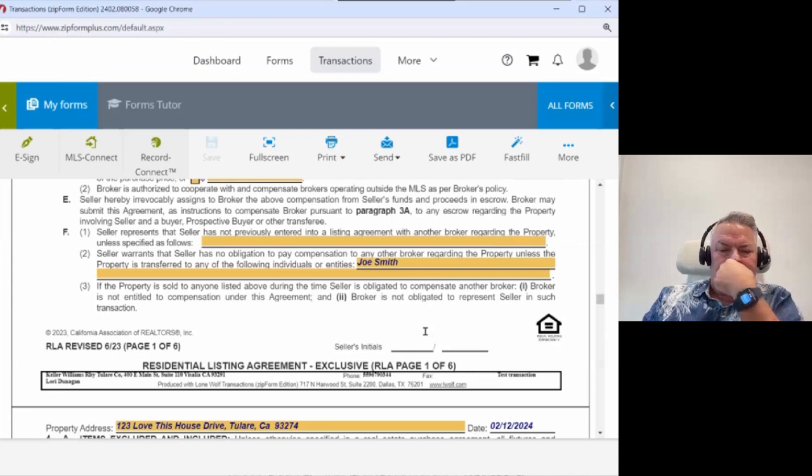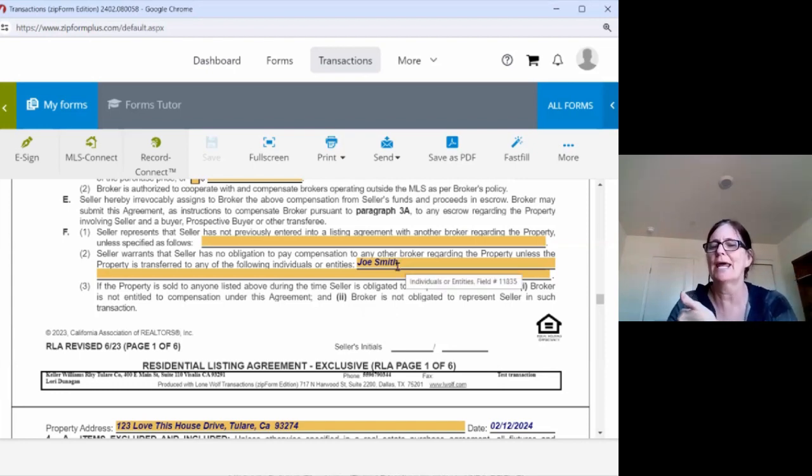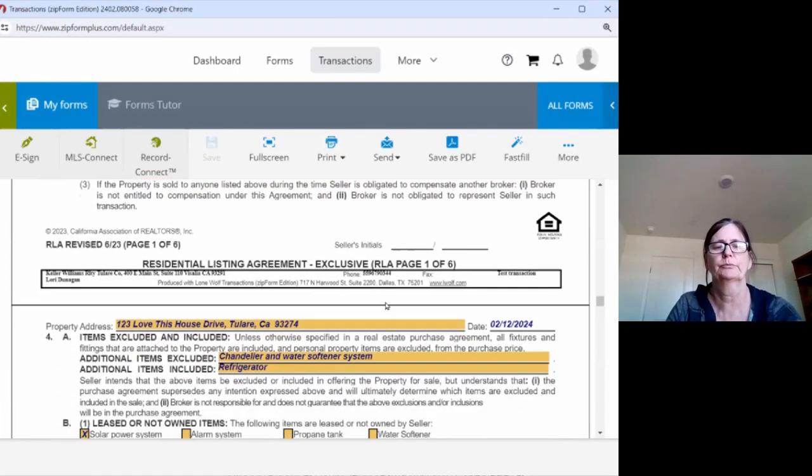It says that if the property is sold to anyone listed above during the time the seller is obligated to compensate another broker, so in other words, if we sell it to Joe Smith, we, the broker, are not entitled to compensation under the agreement, and we're not obligated to represent the seller in that transaction. So basically, they would go back to their old agent and have that old agent represent Joe. So we're not going to get paid, but we're not going to have to do any work. So that's what that says there.